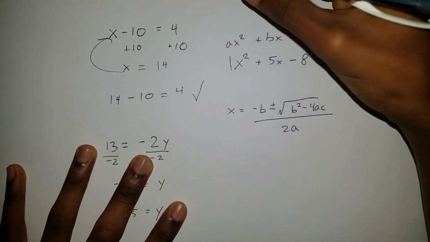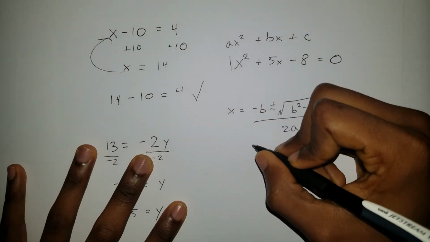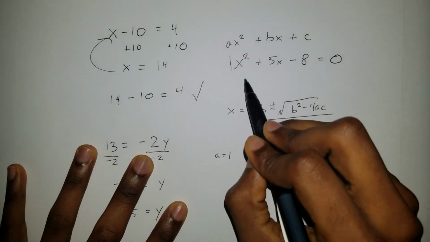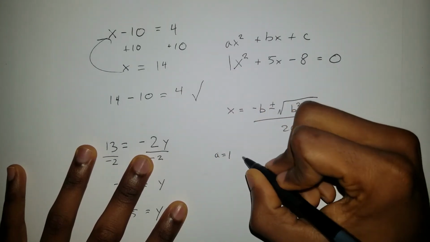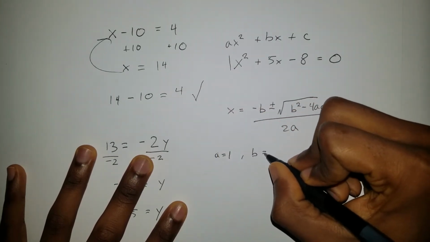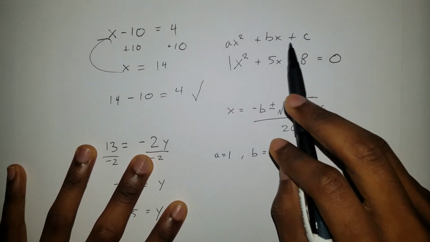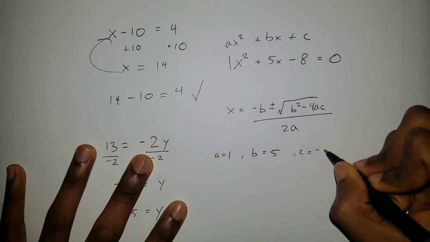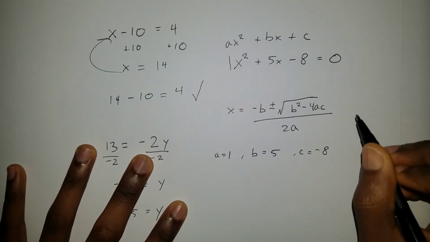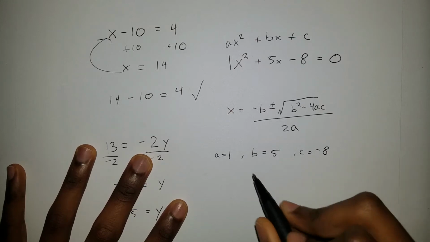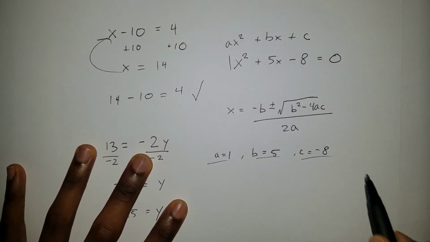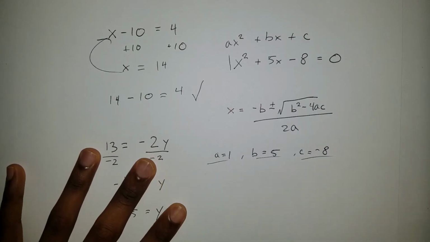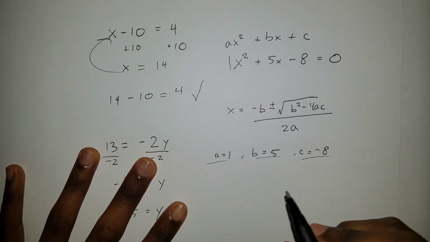So that means we have a is equal to 1, so ax squared. Then we have bx, so therefore b is equal to 5. Then we have plus c, so that would be c is equal to negative 8, because plus negative 8 equals negative 8. So now that we have a, b, and c, we can then plug these constants back into the quadratic formula.